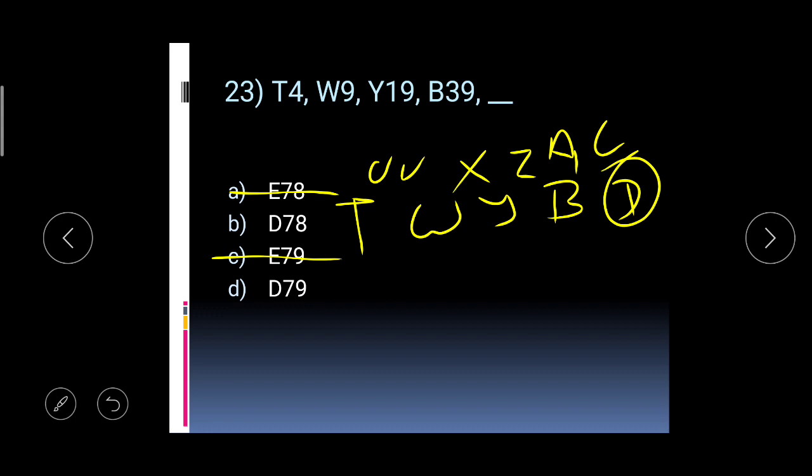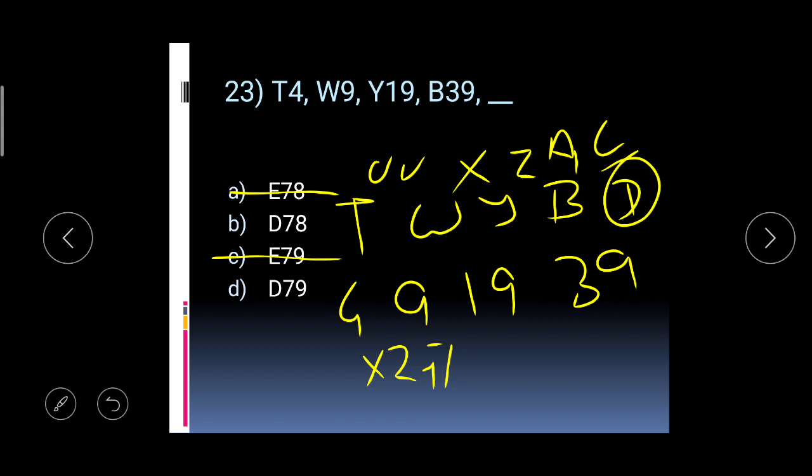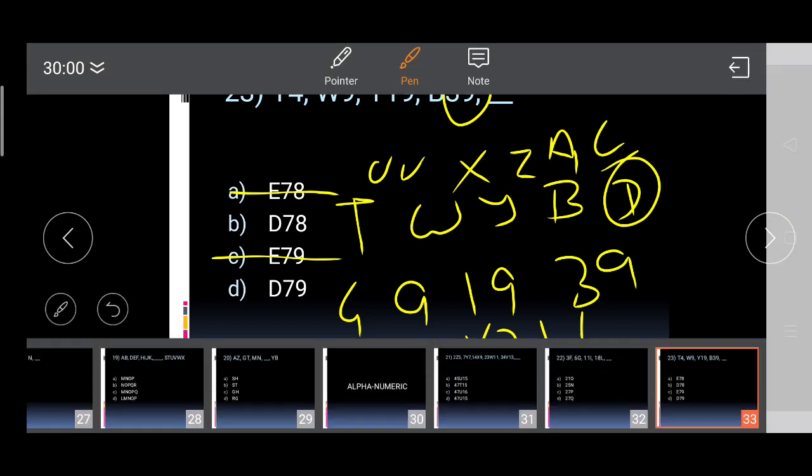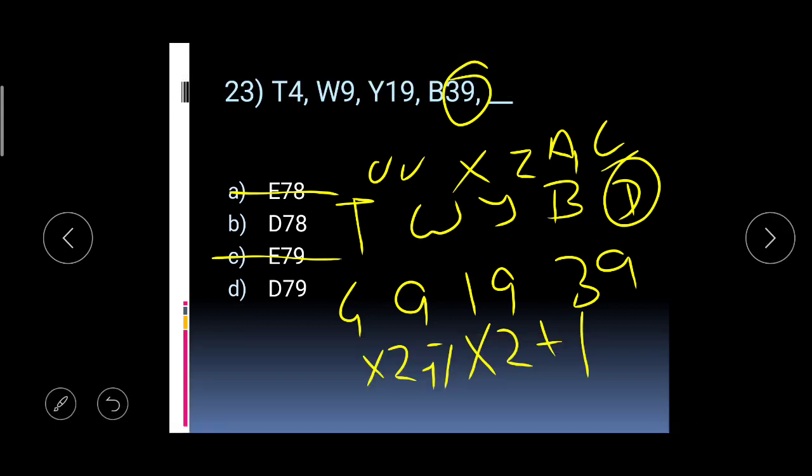Okay, let's try to fix it from the numbers 4, 9, 19 and 39. Let's try to find out. It's almost double, but not exactly double. It is double plus one, double plus one. That means we have to double 39 and then add 1. So double of 39 is 78, and plus 1 is 79. So our answer is D, 79.